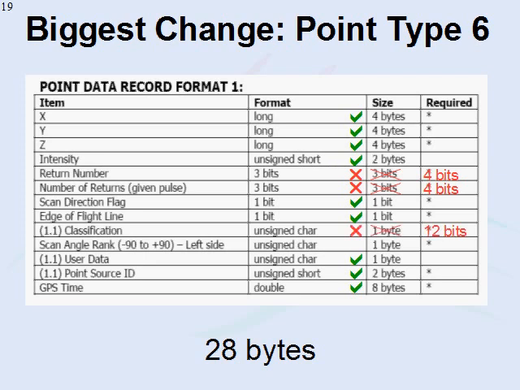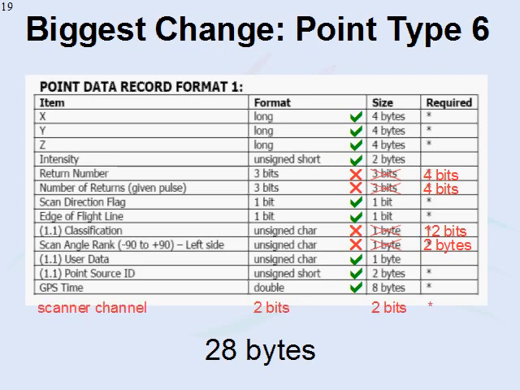The other thing, classification and flags will occupy more bits. There are more classification codes now supported in the official numbering of classification codes, and we have an additional classification flag, the so-called overage or overlap flag. Finally, the scan angle has become a bit more precise. Instead of storing only the degree, we now store the angle in increments of 0.06 degrees.